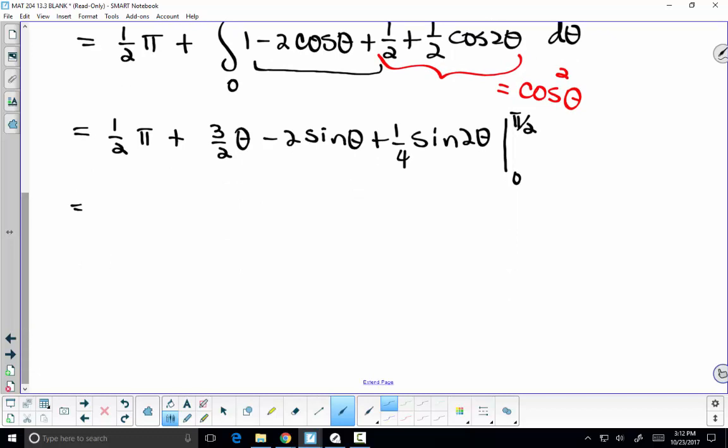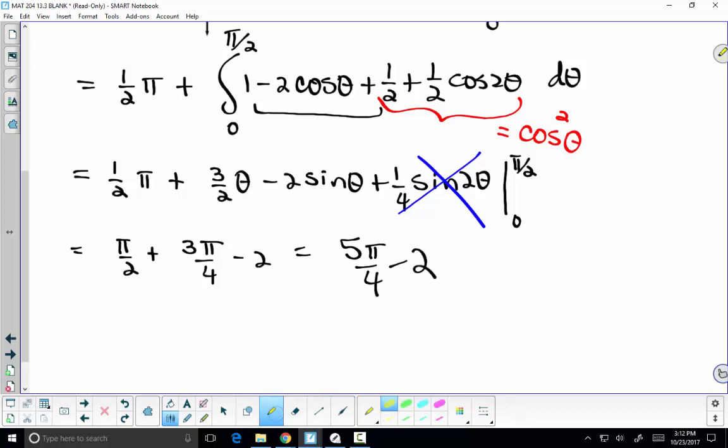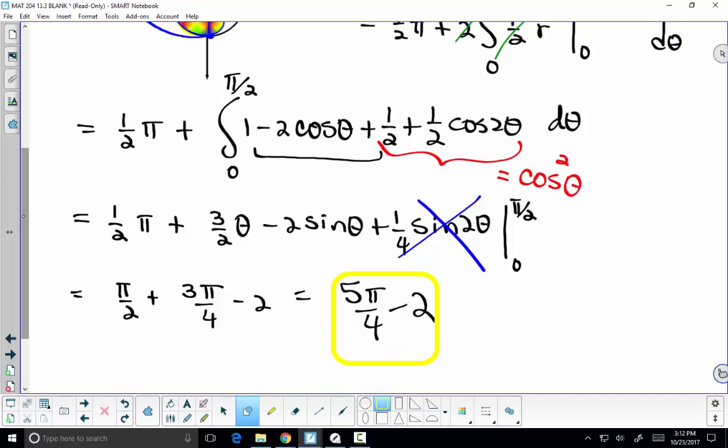Getting there, so that's pi over 2 plus. Plugging in pi over 2 is going to give us 3 pi divided by 4. Sine of pi over 2 is 1, so that's minus 2. Sine of pi or sine of 0, that one gives us nothing in either case. The theta term out in front evaluated at 0 is nothing. So whatever that simplifies to, 5 pi over 4 minus 2 will be our final answer for area. So there we use the polar setup to find area.